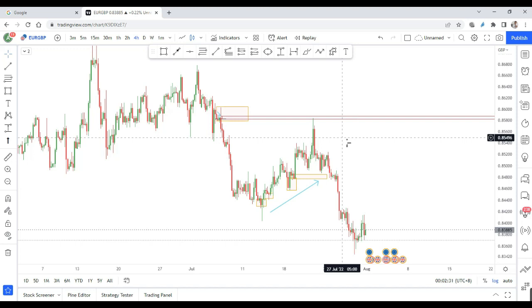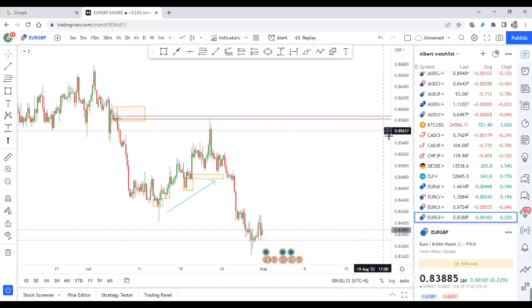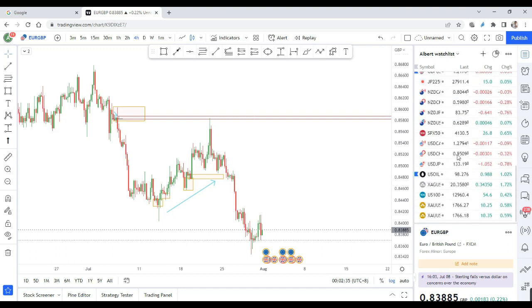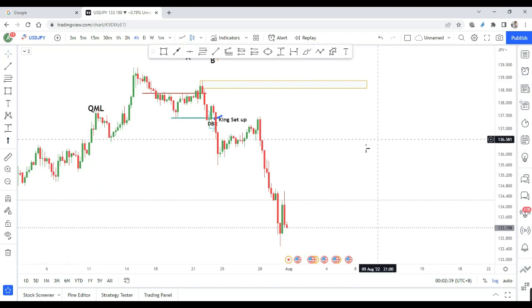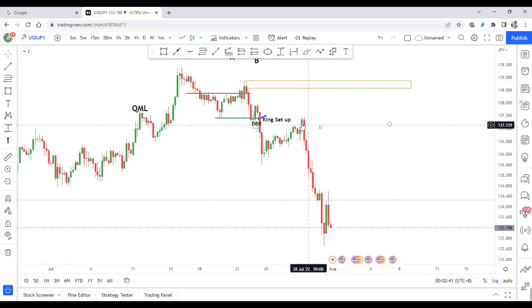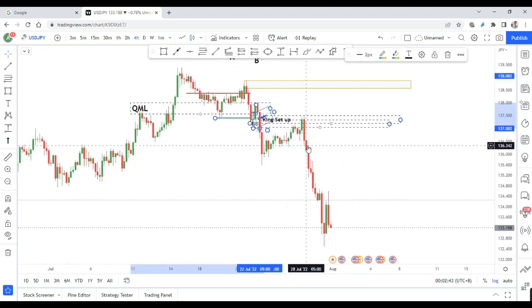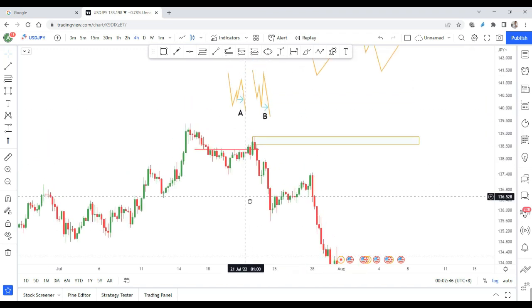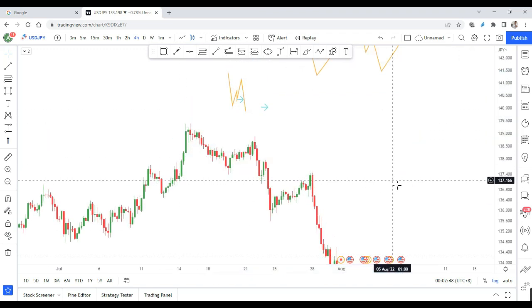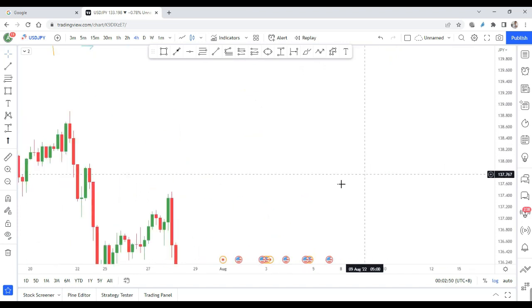All right. So next, I'm going to show you another example of a deadly combination between a QMTR and also a compression. This setup right there is a lot more obvious. Of course, it's definitely more obvious than the previous one.